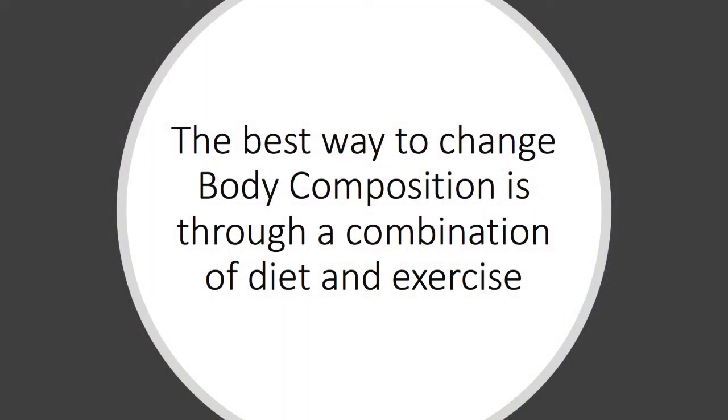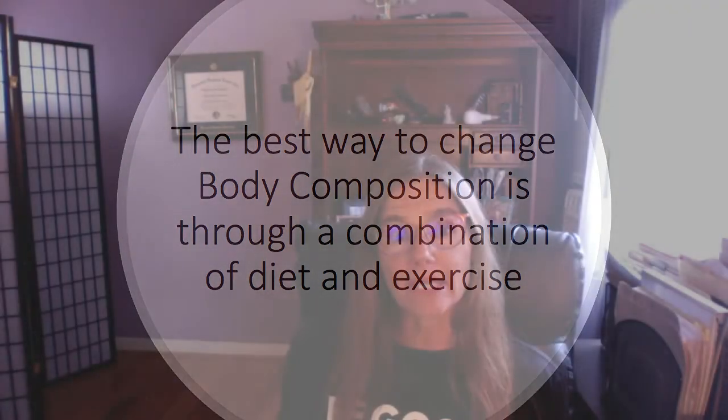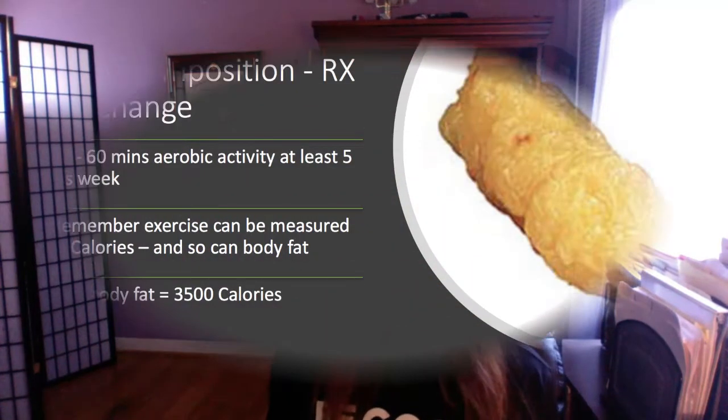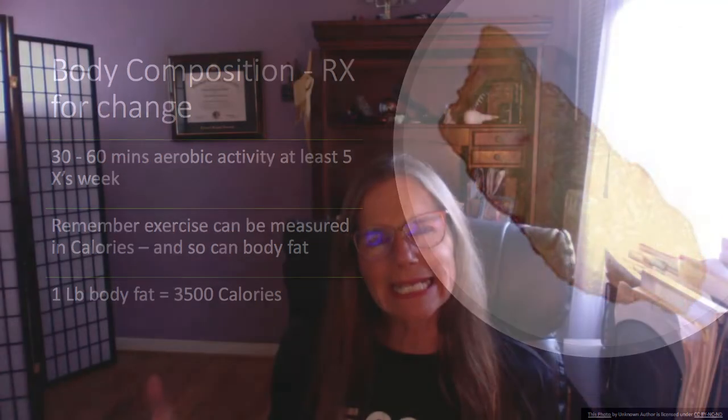So the exercise prescription for body composition change would be 30 to 60 minutes of aerobic activity at least 5 days a week. So it's longer and it's more often, because again, we want to make sure that we're burning off the energy that's stored in us, right? It shouldn't be a shame-based thing. It's a pretty easy energy balance equation. We just want to burn more energy off than we're taking in.